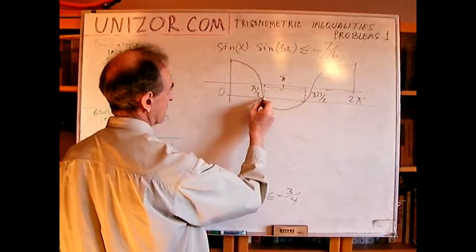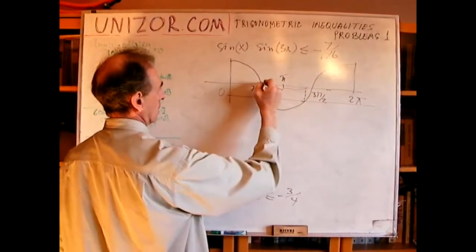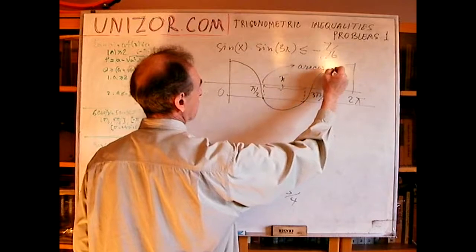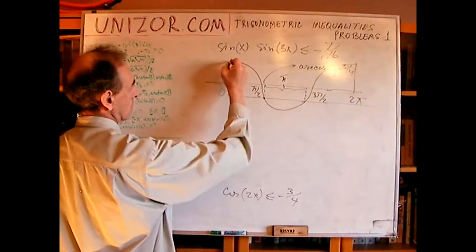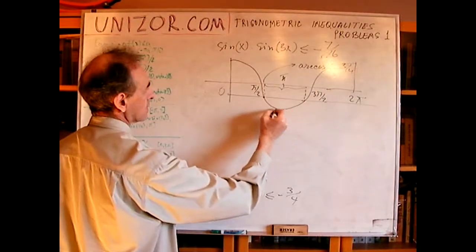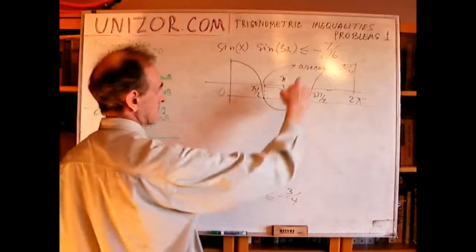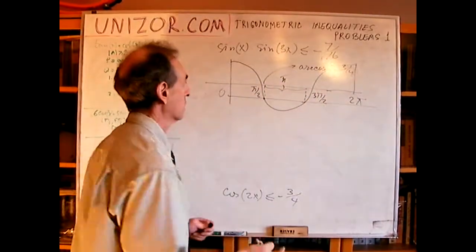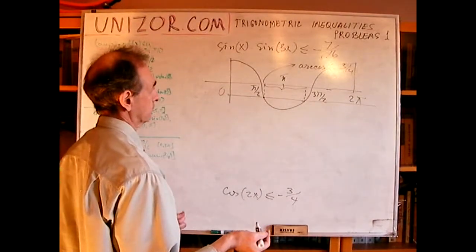Now, this is arc cosine of minus 3/4, right? Because arc cosine is defined on this. It's the angle, cosine of which is equal to minus 3/4. Correct?